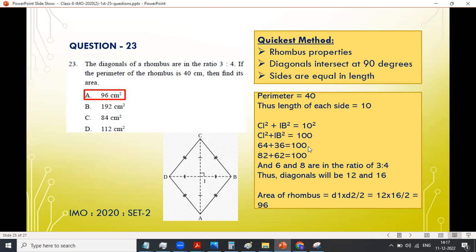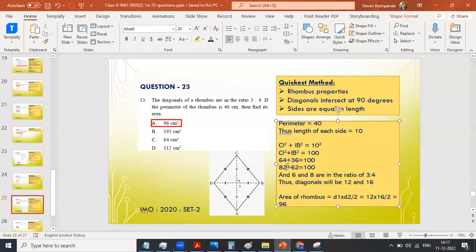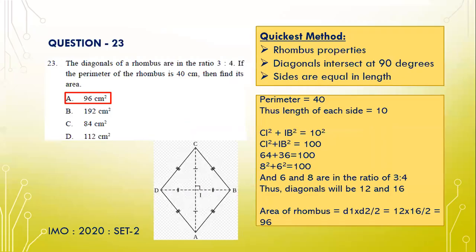64 plus 36 is 100. And 64 is the perfect square of 8, and 36 is the perfect square of 6, isn't it? So 8 squared plus 6 squared is 100, because 8 squared is 64 and 6 squared is 36, which sum to 100.